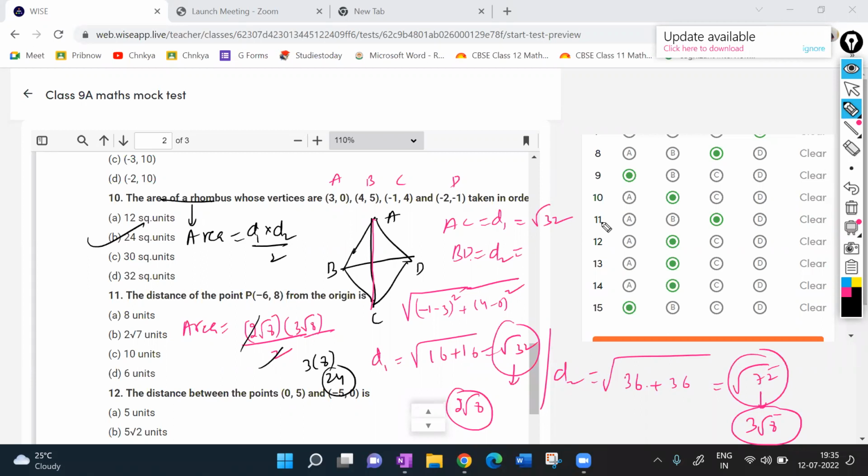The diagonal one, how did you get root 32? By using the distance between two points formula: x2 minus x1 whole square plus y2 minus y1 whole square. I used the distance between point C and A, beta. Diagonal 1 is AC, the distance between A and C. Diagonal 2 is root 72, I got the distance between B and D. So root 32 here, root 72. I just wrote it like that.